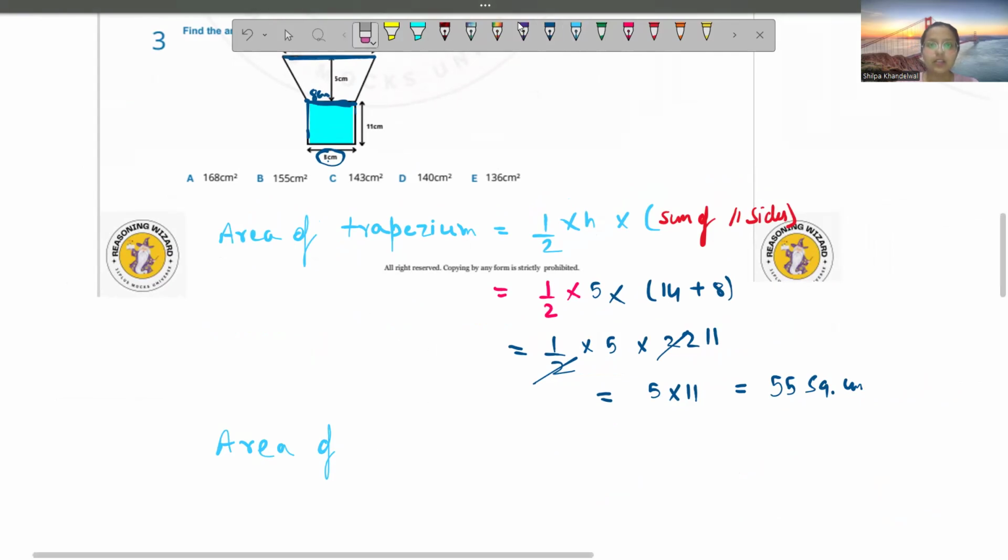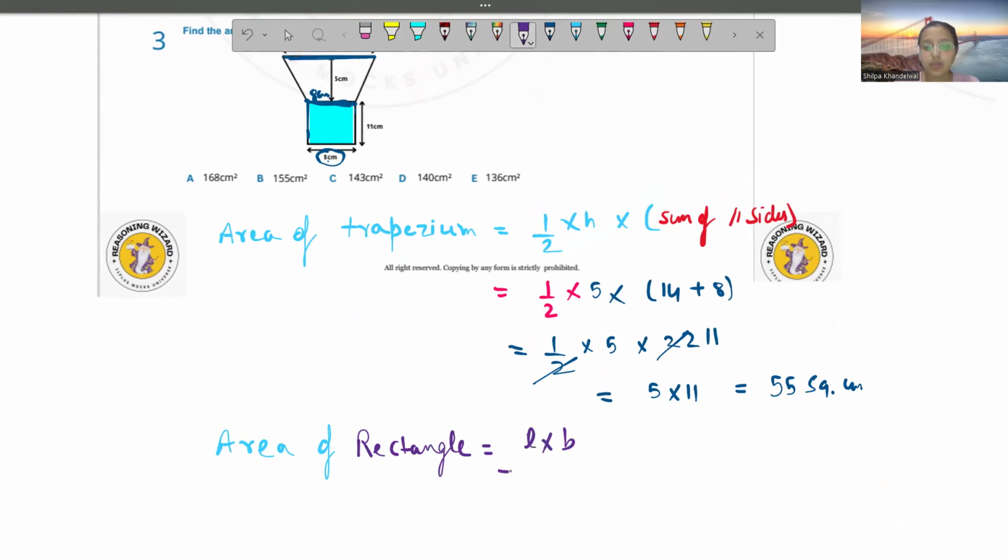Not the square, sorry, rectangle. Area of rectangle, right? So what is the area of the rectangle here? It's length times breadth, so 11 times 8, which is 88.